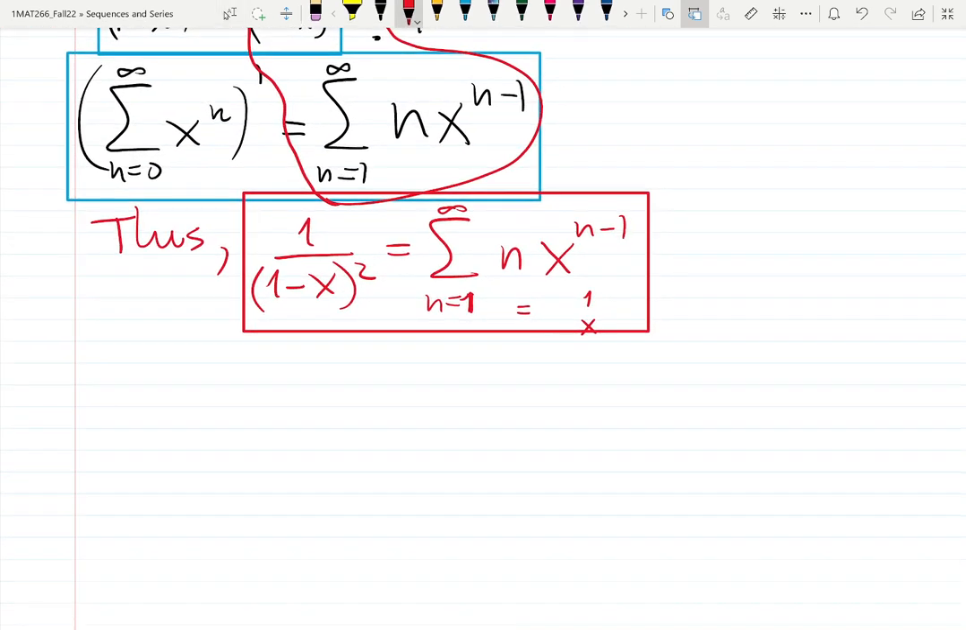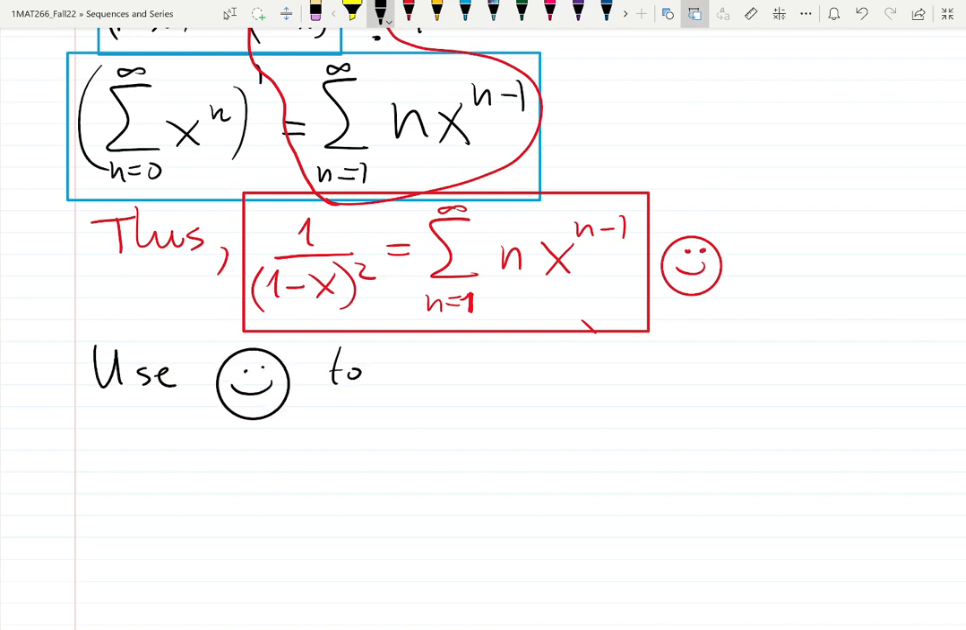So we're gonna use this formula, I don't know, let's call it a smiley face formula. People actually create names for any types of formula, whatever they want. I saw a check mark and so on, so very creative. Let's do smiley face. Use this smiley face formula to find the series expansion for, and let's rewrite the one we have.